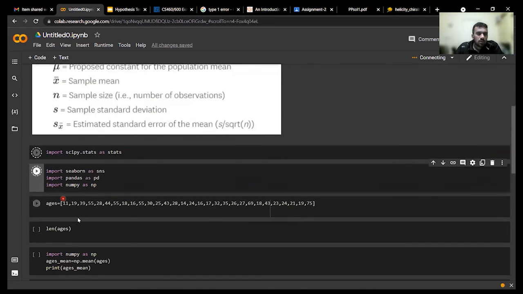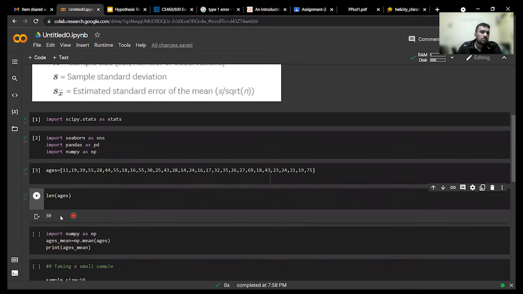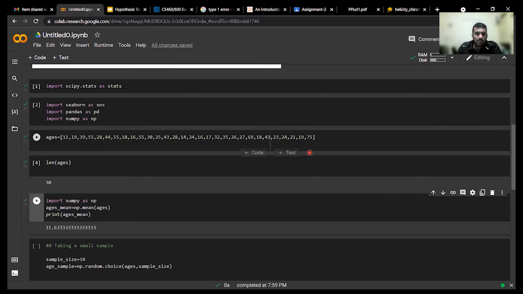Here, in the example I have taken, I have considered a bigger group of 30 people with different ages. I have randomly picked some ages. So I have a population of 30 with different ages. Now I import numpy, and here np.mean means we want to find the mean of the whole data set. We find the mean to be 31.633.